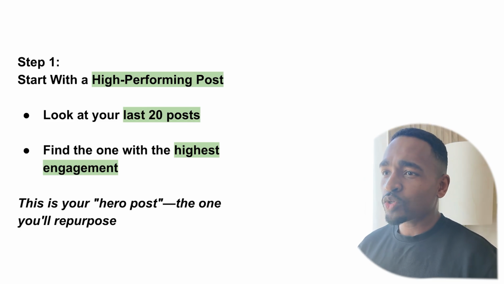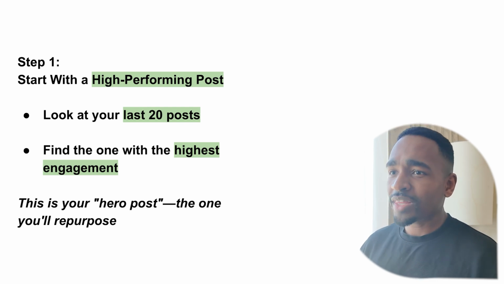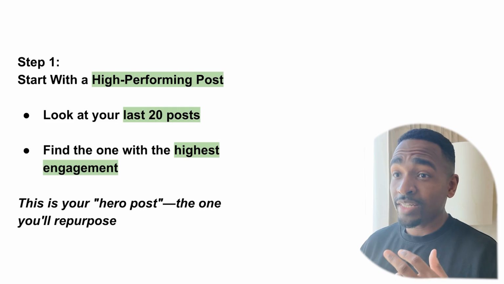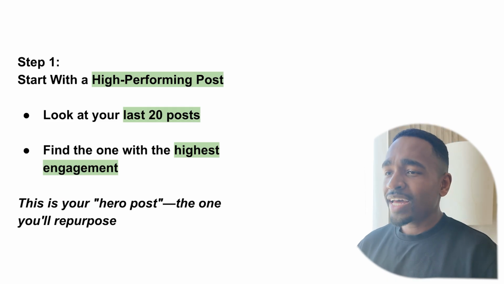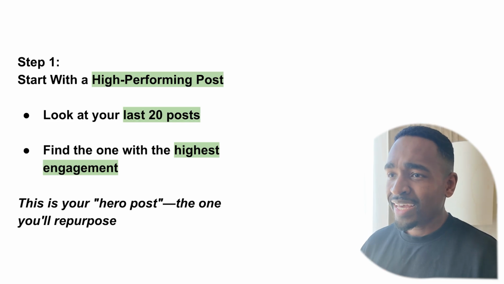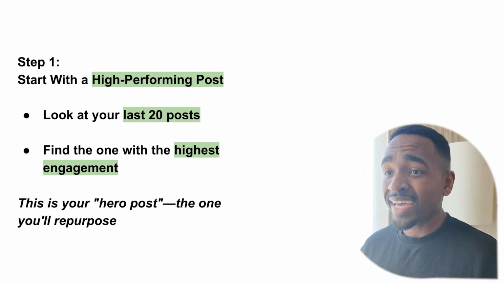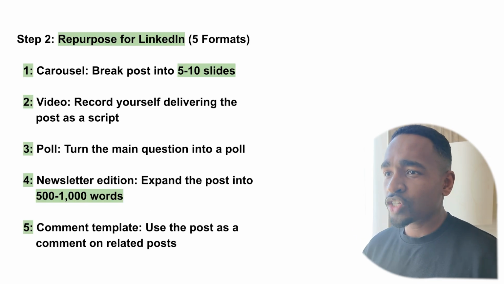Now, the first step to actually take action on this is to start with a high performing post. So look at your last 20 posts and find the one with the highest engagement. This contains likes, comments, shares, saves, and this is going to be your hero post. This is the one that you're going to focus on repurposing. And the reason for that is because it's already resonated with your audience. So you're not guessing, you're doubling down on what actually works.